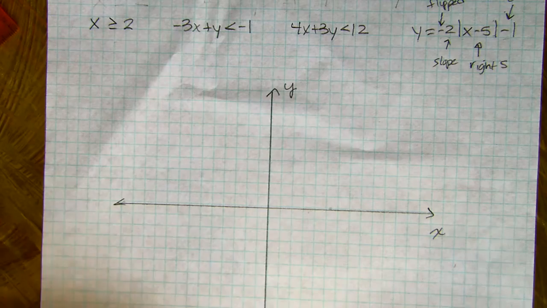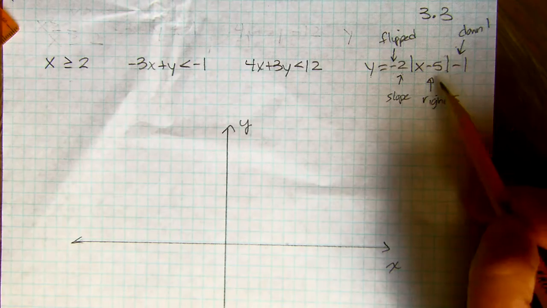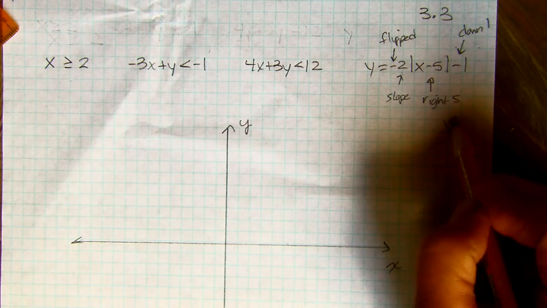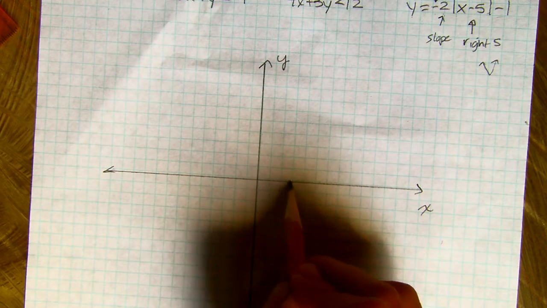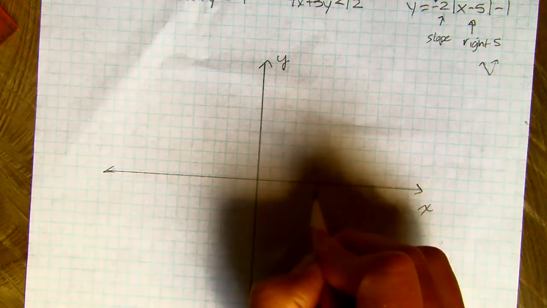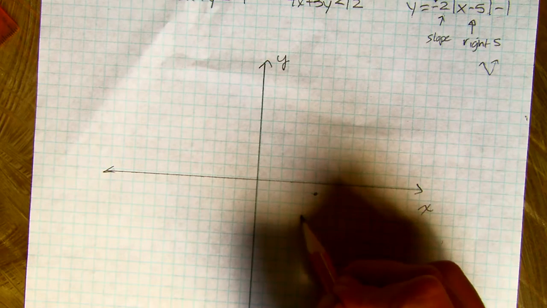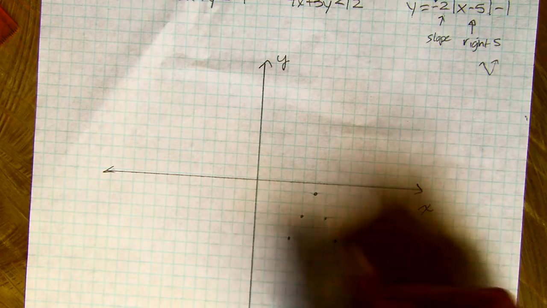So it's going to flip, it's going to have a slope of 2, it's going to go right 5, and it's going to go down 1. Remember, it's a V. So that's what it normally looks like. So I'm going to go to the right 5, 1, 2, 3, 4, 5, and down 1. And then I have a slope of 2, but I'm flipped, so it's going to look something like this. So there's that.